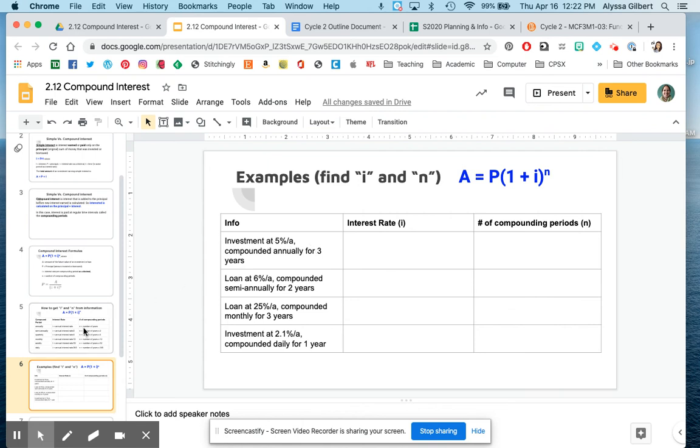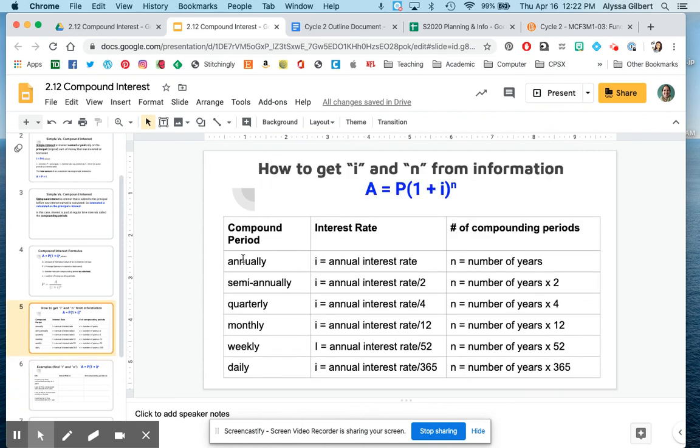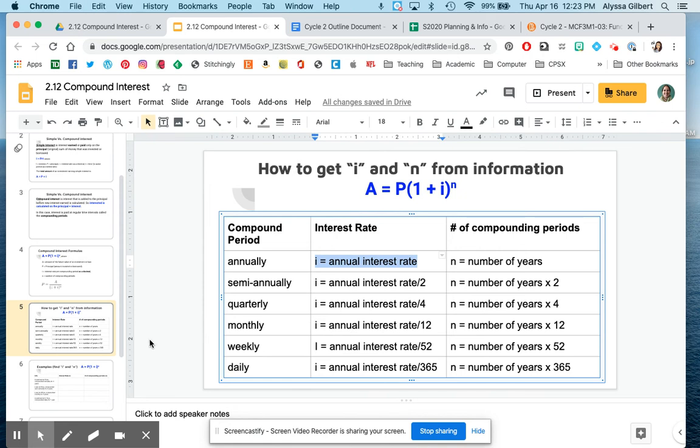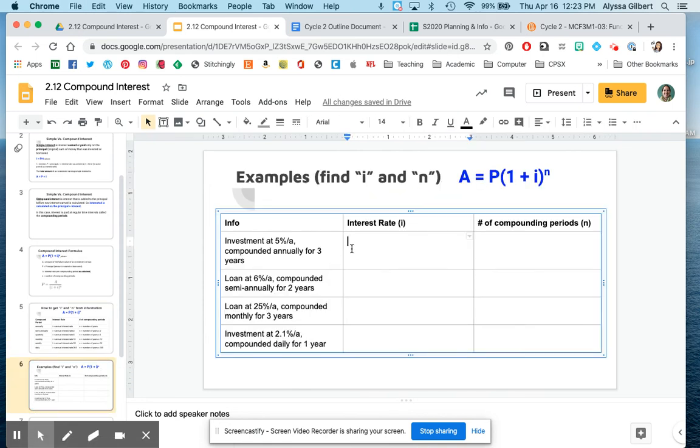Well, if we go back to this chart, if we're annually, our interest rate is just equal to the annual interest rate. So I'm going to copy that and put that here. So therefore, I must equal 5%, which, don't forget, we have to divide by 100, which is 0.05. Remember, to divide by 100, you just move your decimal point to the left by 2. So there's our annual interest rate.